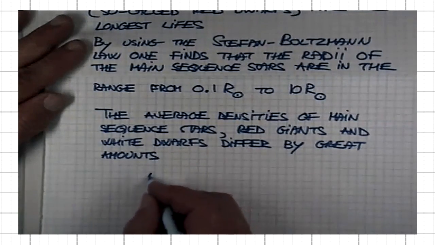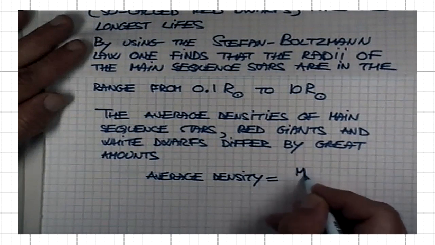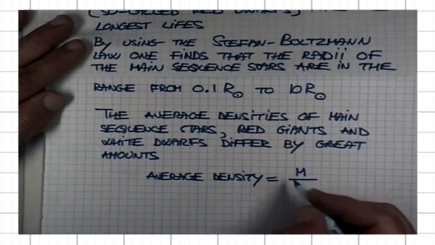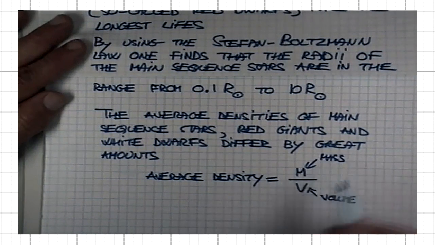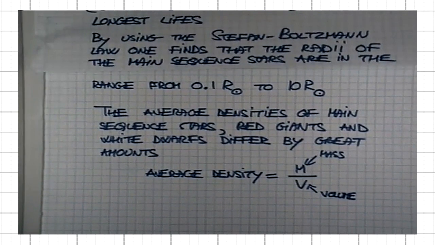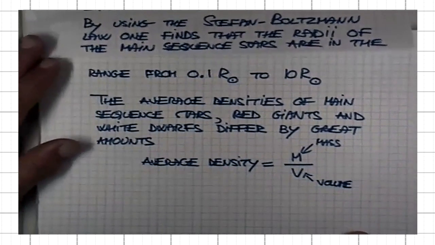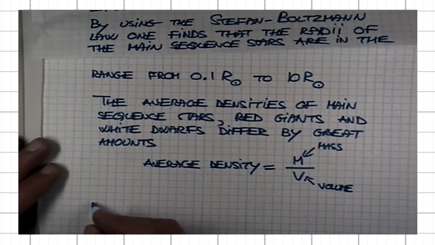Okay, so the average density is basically the mass of the star over its volume. And once you know the radius of a star, you can calculate its volume because it has a spherical shape. Once you know the radius of a sphere, you can calculate its volume. So when you do that for the three groups of stars, then you end up with the following numbers.